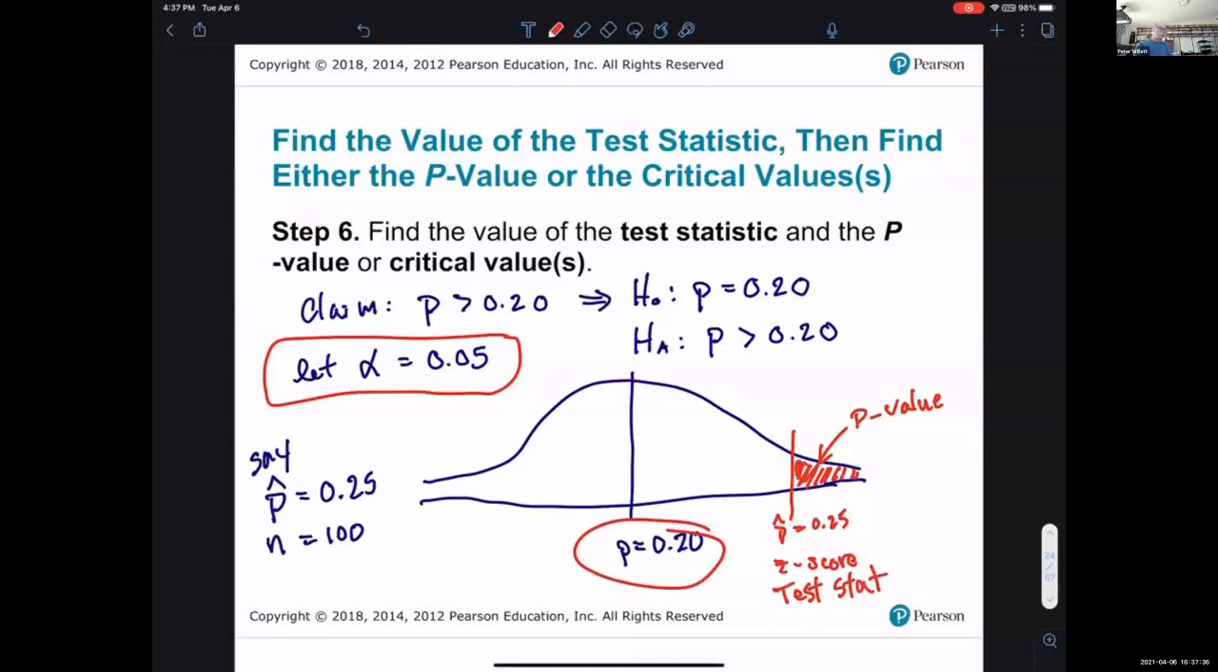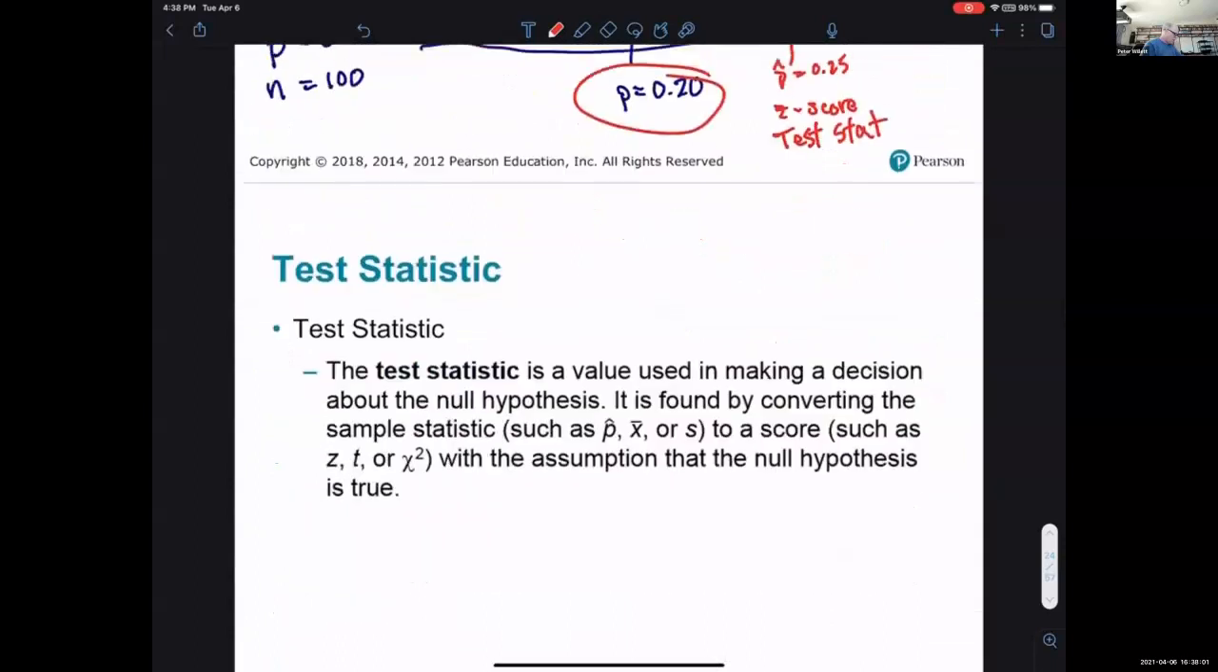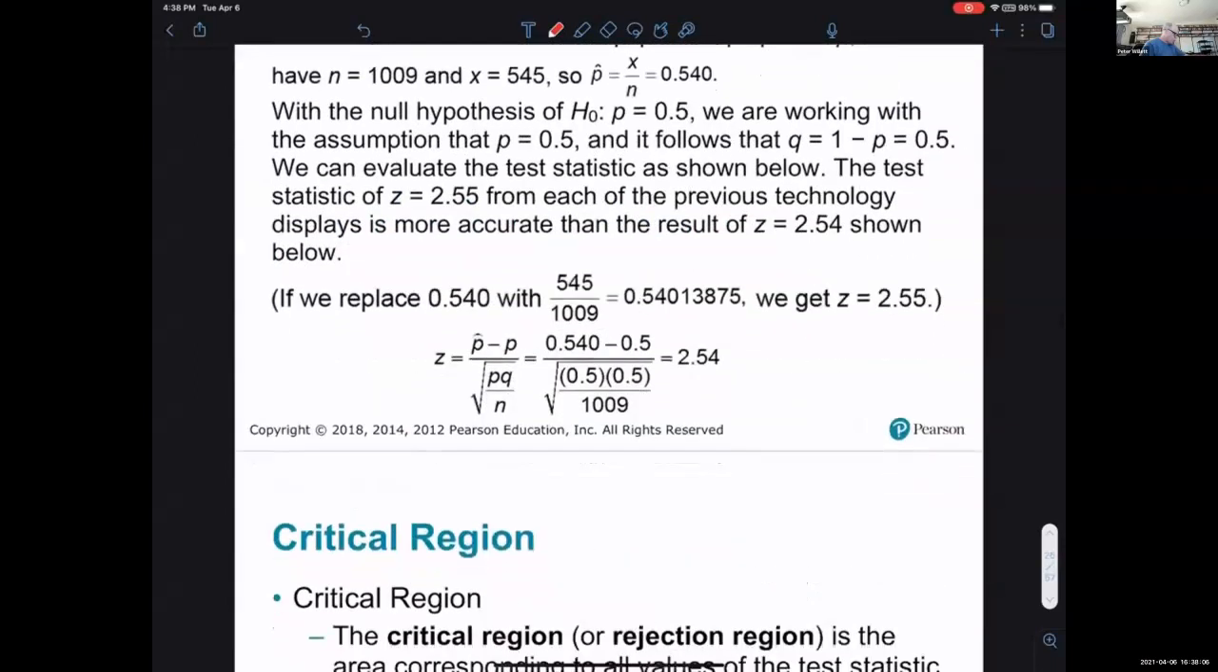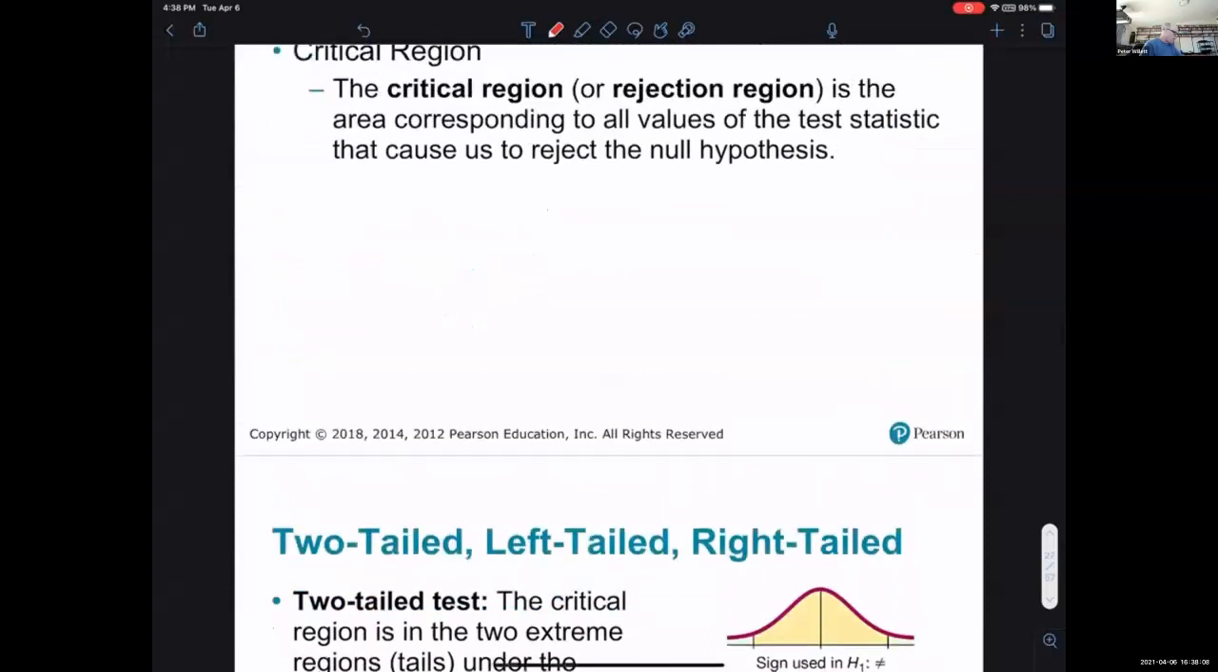So the idea is when you do your sample and you have a claim and you have a significance level, then you find the value of your test statistic, then find either the p-value or the critical value. So let me go ahead and try to define the critical value. Let's see if they do that on the next slide, because it is in bold here. Well, they have the test statistic, then they go back to their sample, then we have critical region. That's where we'll define the critical value stuff.